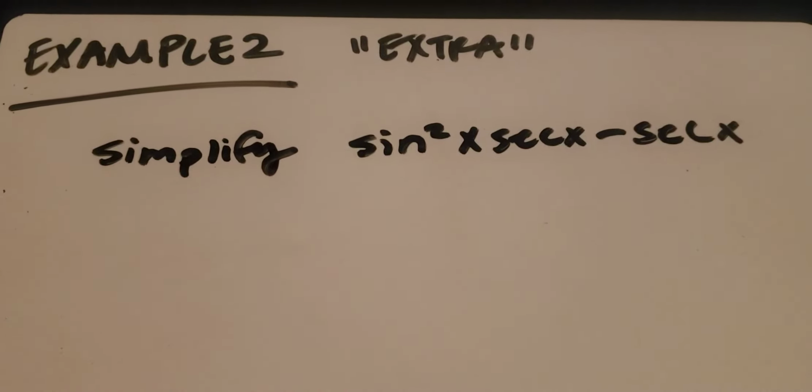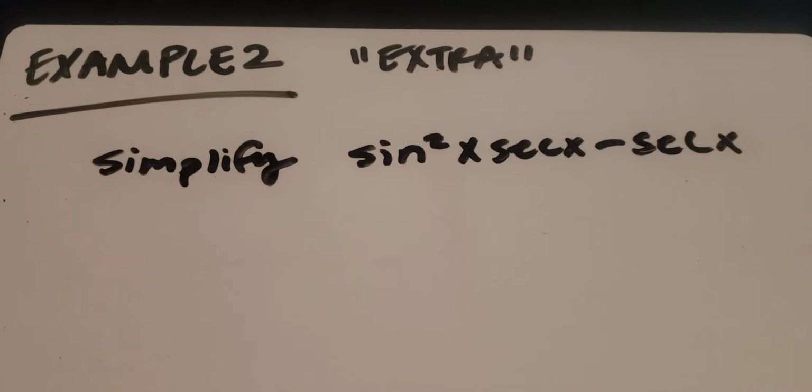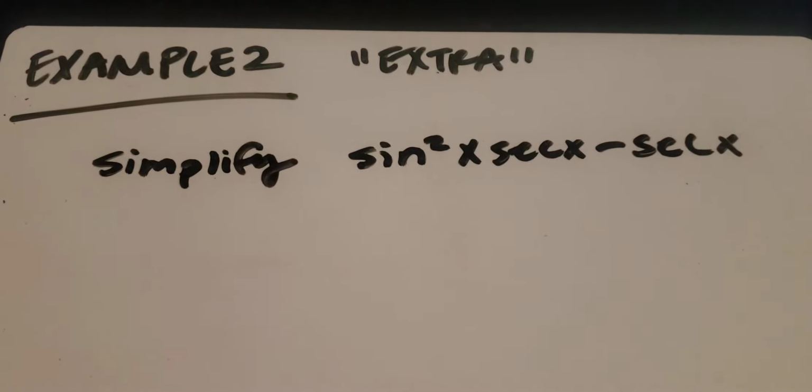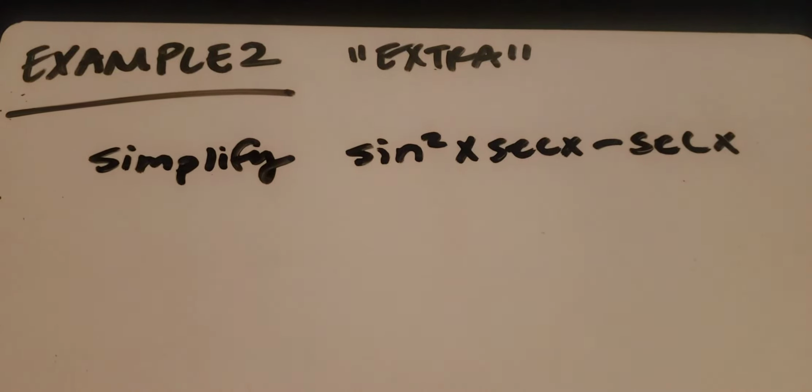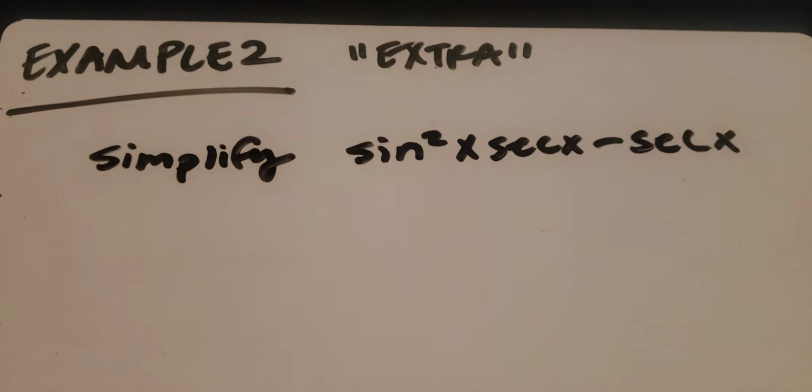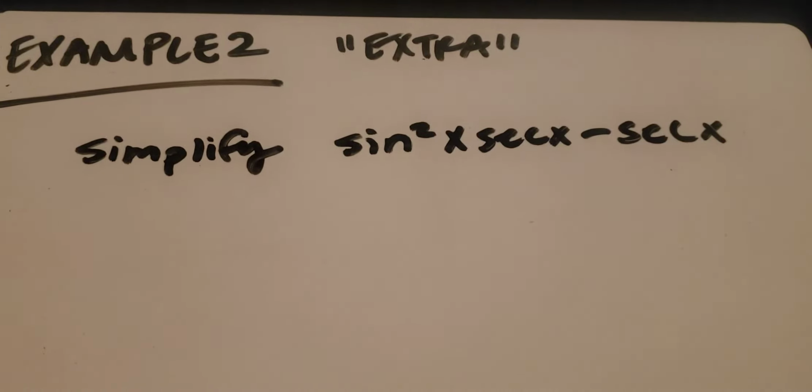All right, boys and girls, we're moving on to example 2. They want you to simplify sine squared of x times secant of x minus secant of x. Whenever they ask you to simplify, we're not solving for anything. You just simplify as much as you can.